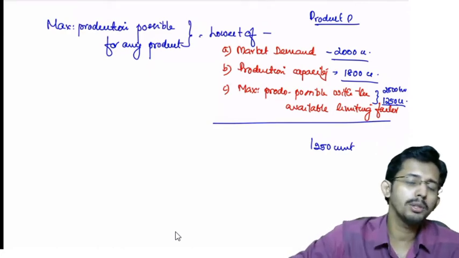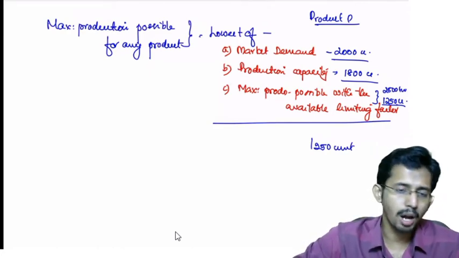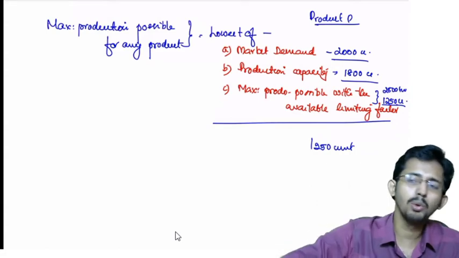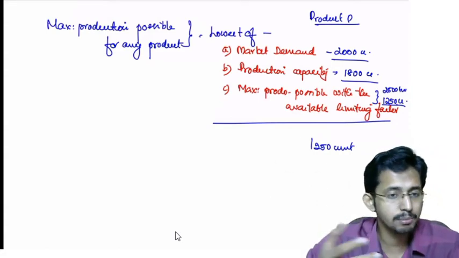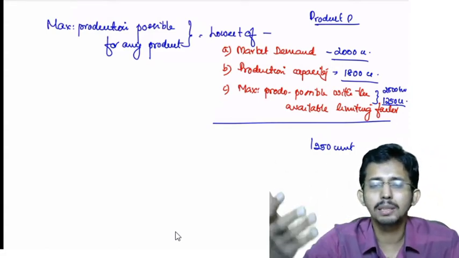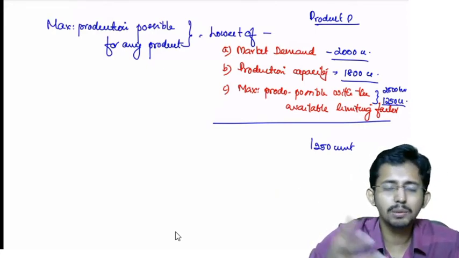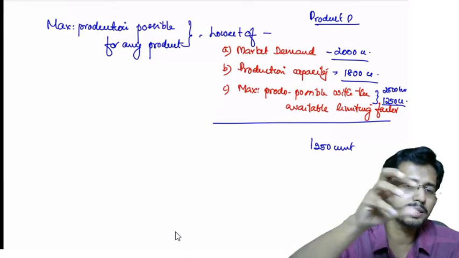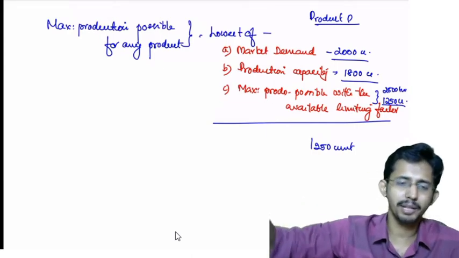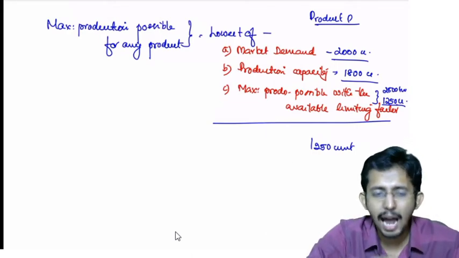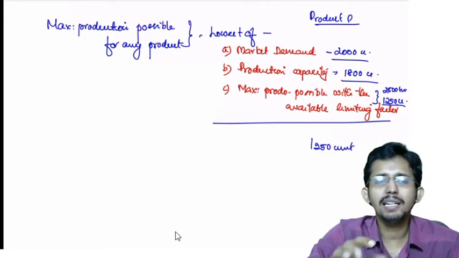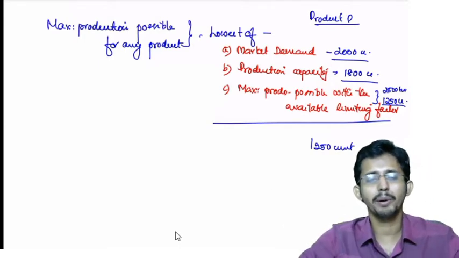Why are you not able to produce 1800 units? Because for producing this product P, though you have sufficient capacity in terms of machine hours or whatever, there is a limiting factor. Say some machine hours or labor hours which are required for producing this particular product as well as some other products. And this product P is the third ranked product out of the product range.